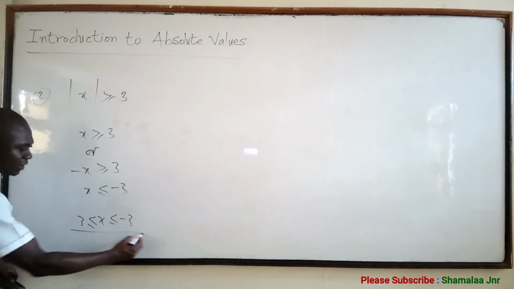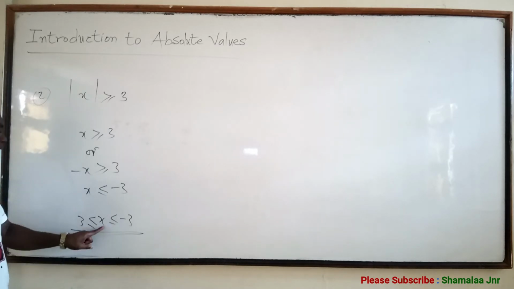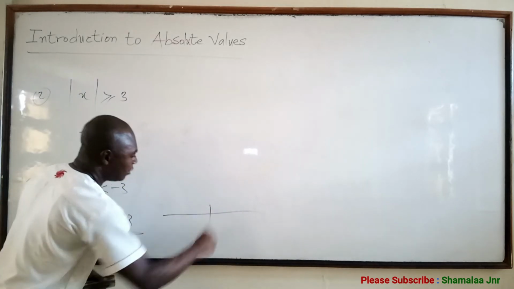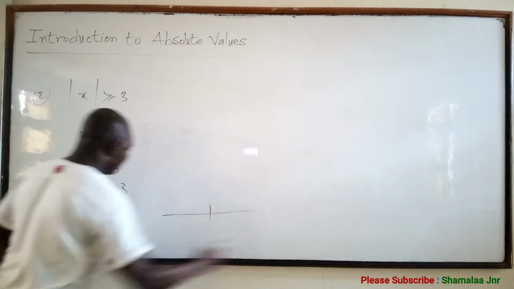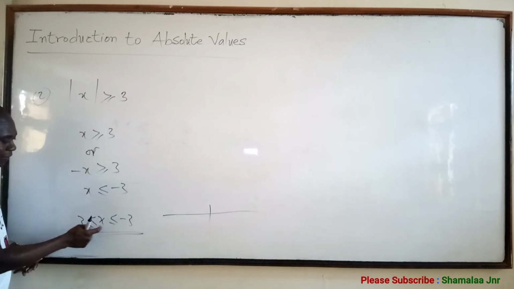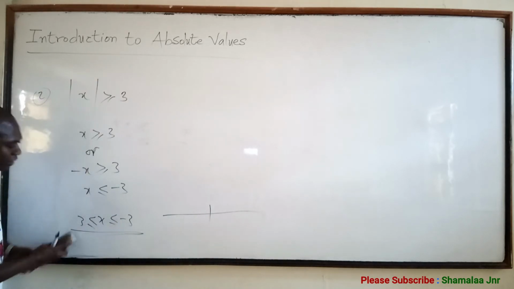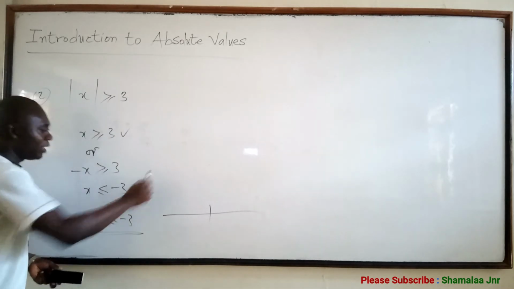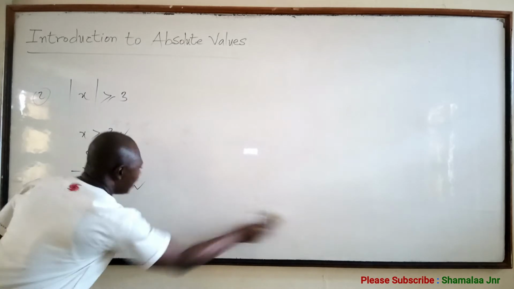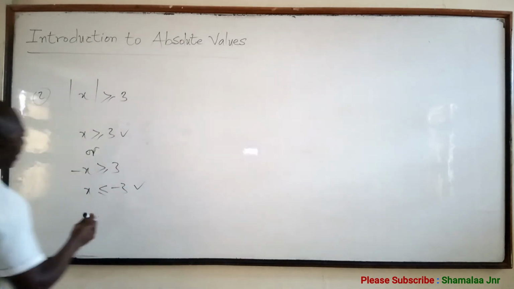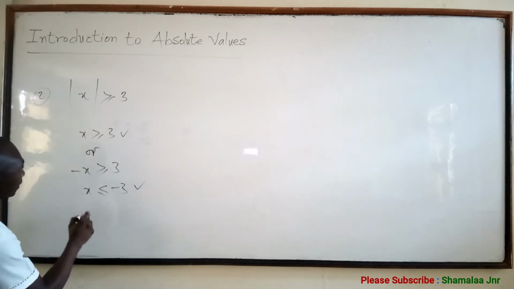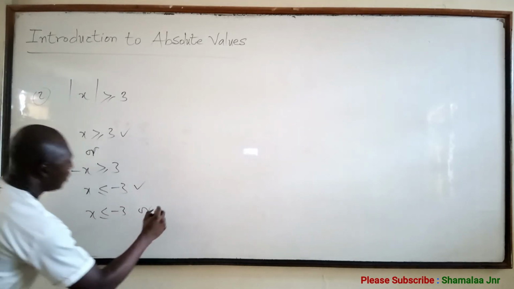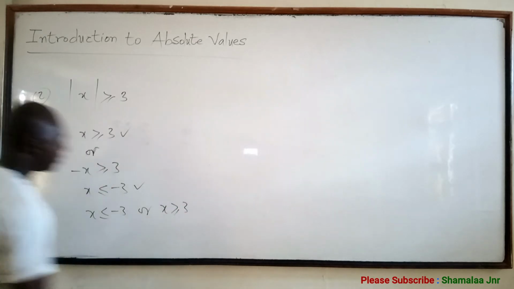Now, does this make sense? This does not make sense. You cannot get the values of x that will satisfy this inequality this way. The negative values are here and the positive values are here. So you can't get the values of x that will satisfy this. So this means that we cannot combine these two answers. If you cannot combine, then what you can say is that x is less than or equal to negative 3 or x is greater than or equal to 3.